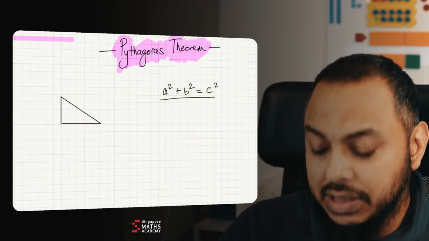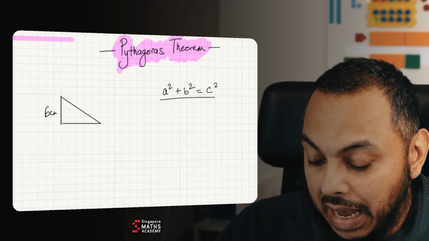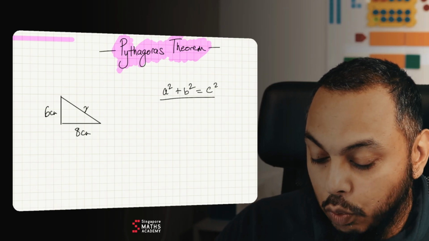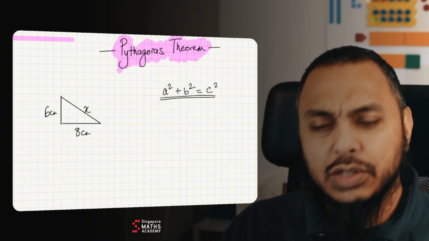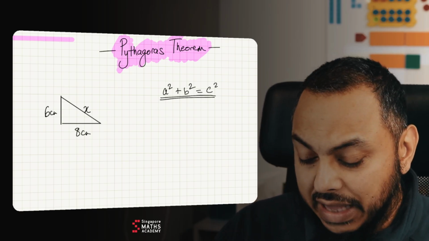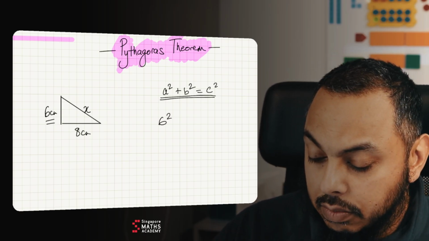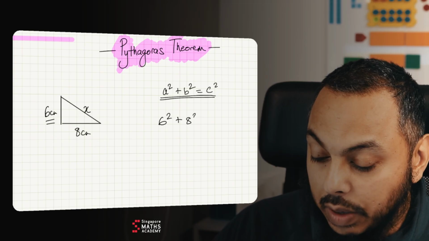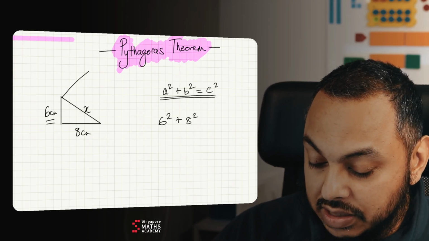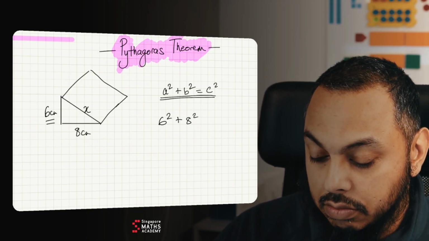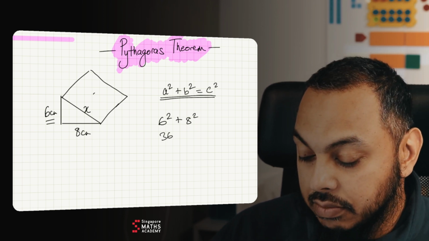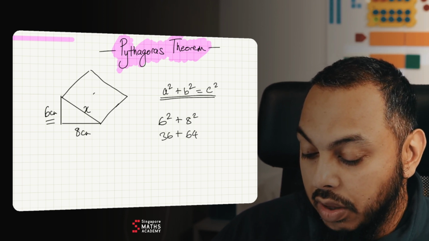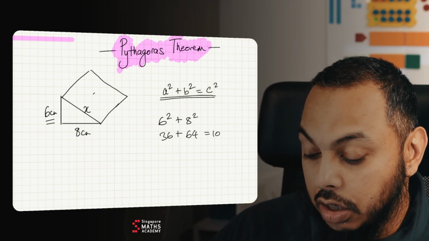So we've got 6 centimeters here and 8 centimeters here, and we'll call that X. So A squared plus B squared equals C squared is something we can use, right? We can say that 6 squared plus 8 squared is going to give us the area of this square. 6 squared is 36. 8 squared is 64. 36 add 64 is 100.